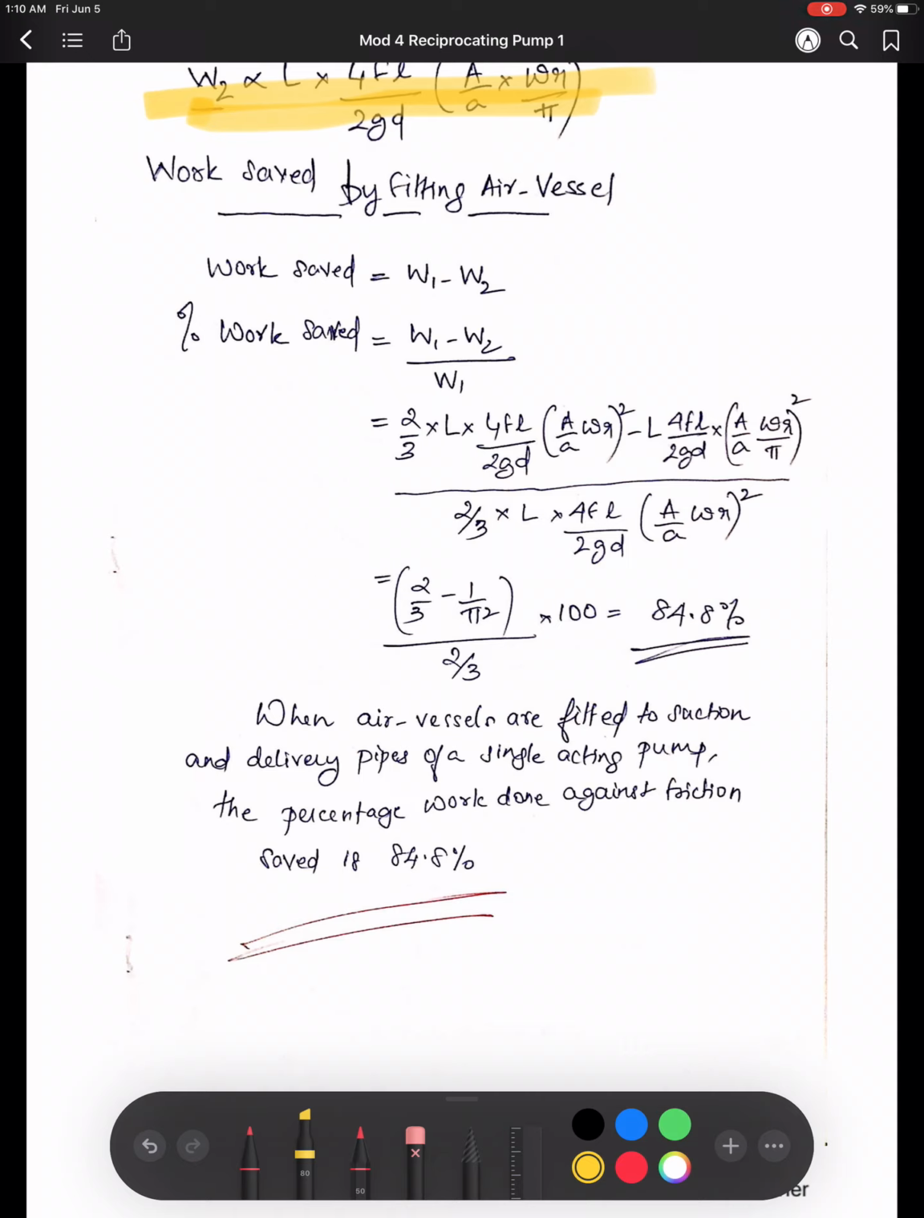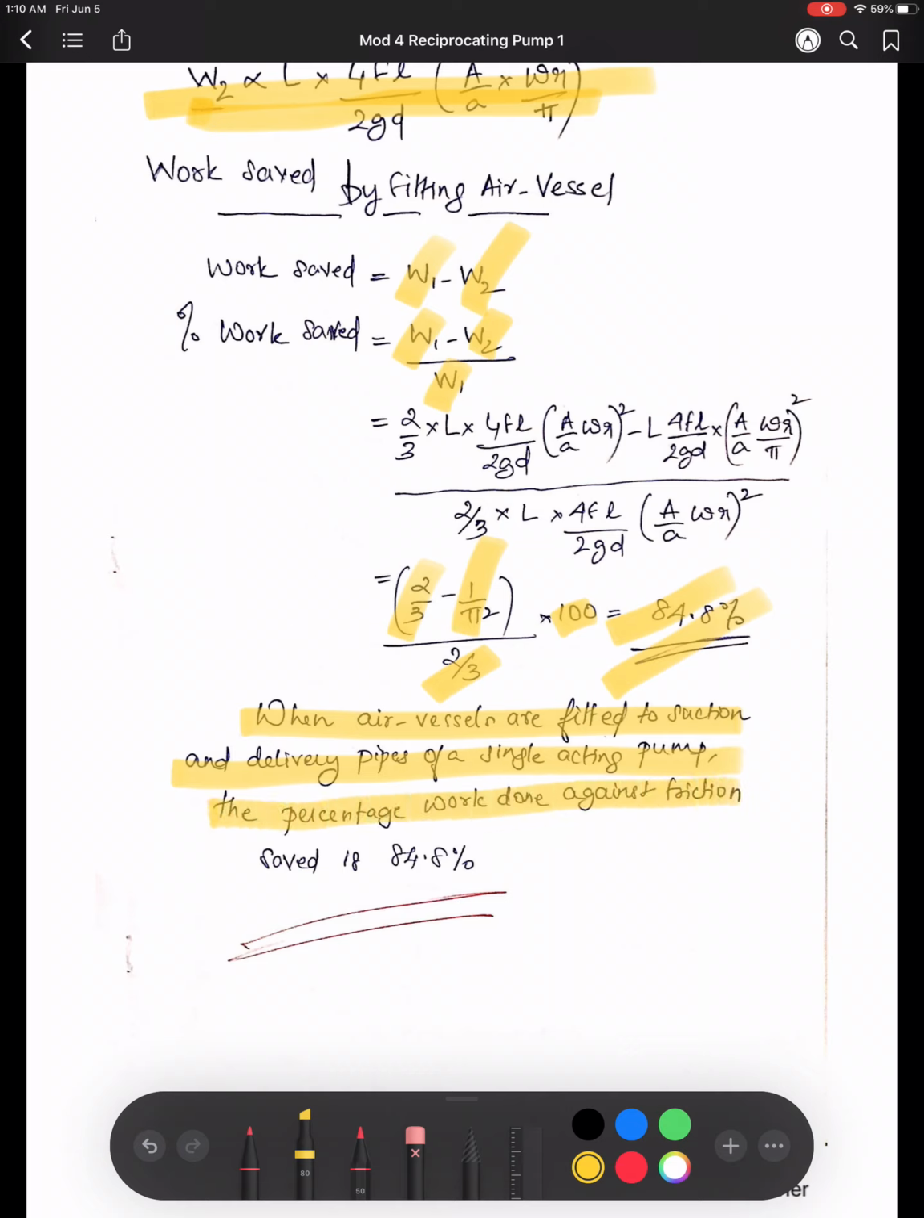Now we need to find the work saved, right? So work saved will be equal to W1 minus W2. Percentage work saved will be equal to (W1 minus W2) by W1. We substitute all that here, which we have found out in the previous pages. Substituting all this, we'll get (2 by 3 minus 1 by pi square) divided by 2 by 3 into 100. We'll get 84.8%. So when air vessels are fitted to suction and delivery pipes of a single acting pump, the percentage work done against friction saved is 84.8%.